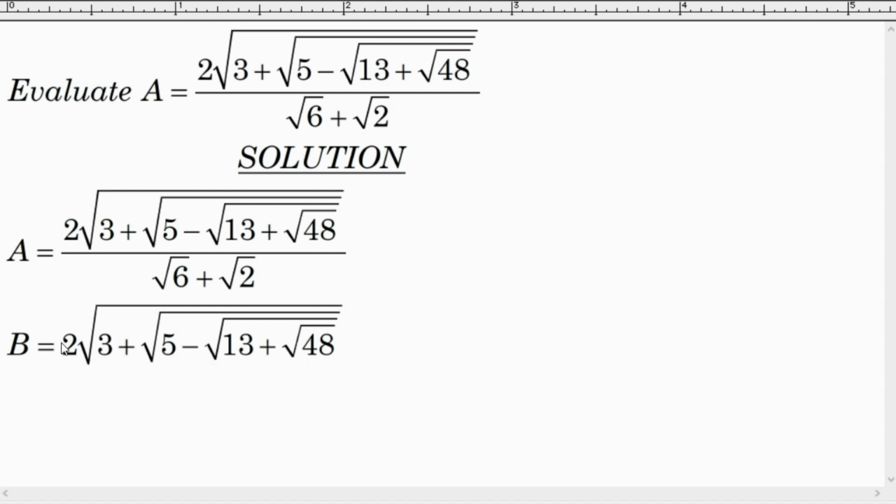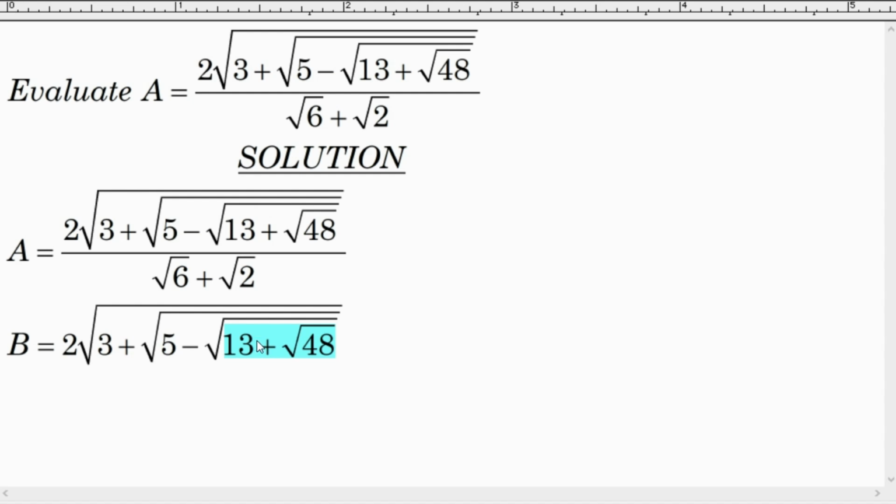What we have to do is just find the value of b. When we get the answer for b, we take the answer of b and divide by the denominator here. What we need to do with b is simplify the square roots. As we can see, we have multiple square roots joined together, and for these kinds of questions we have to simplify the square root from right to left.